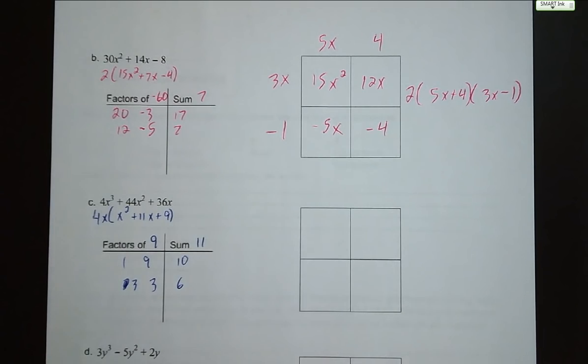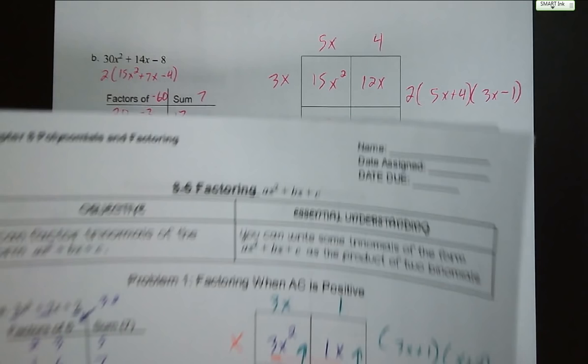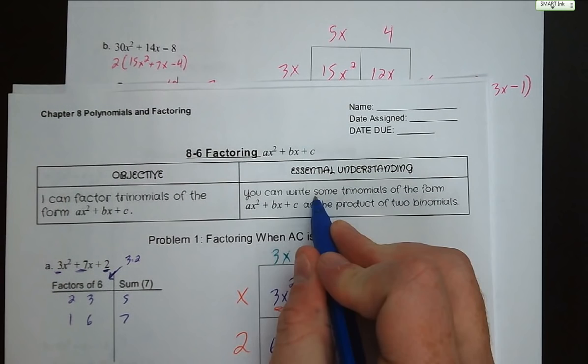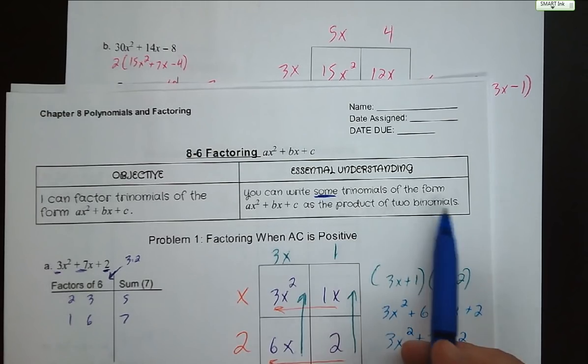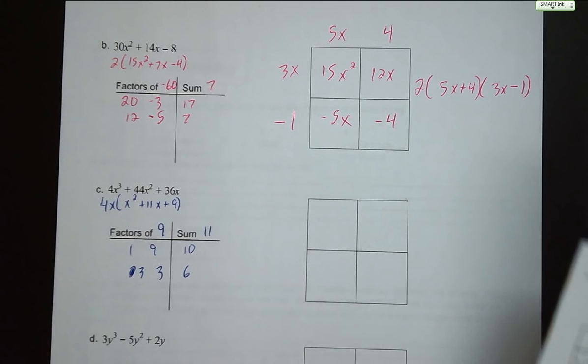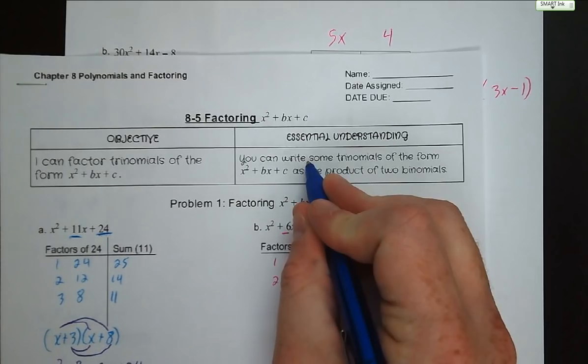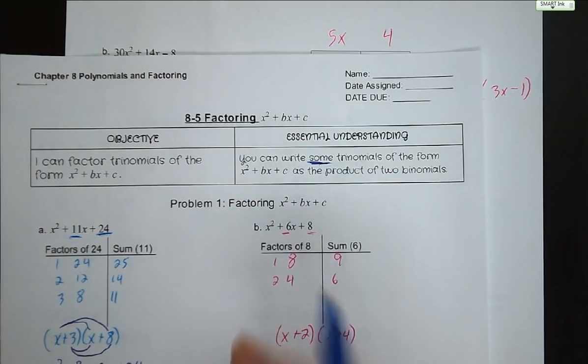Now, you might be asking yourselves, Mr. Boland, have you lost your mind? The answer is no, first of all. Second of all, there is a method to my madness. And remember, back when we looked at our essential understanding, it said you can write some trinomials of the form ax squared plus bx plus c as the product of two binomials. And if you look back into your 8-5 factoring notes, you can see it says you can write some trinomials in the form x squared plus bx plus c as the product of two binomials.